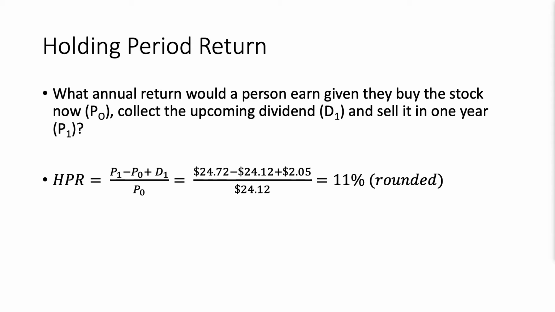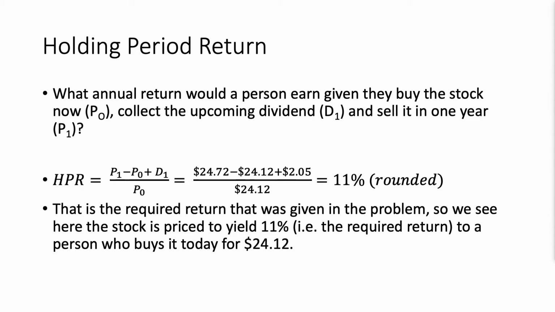We see, okay, the way that this all pans out, if somebody does buy it now and collects the first dividend and sells it in a year for $24.72, which is more than the $24.12 they bought it for, indeed, they get an 11% return. So that is the required return that was given in the problem. We were given Rs equals 11%. We see that the stock actually does return that. So it fits together appropriately. It does what we expect it to do.